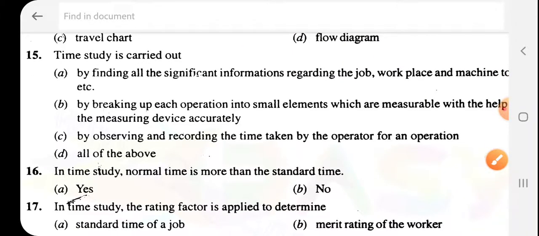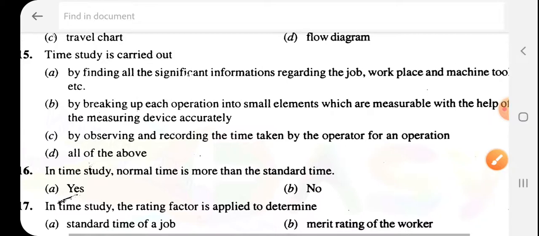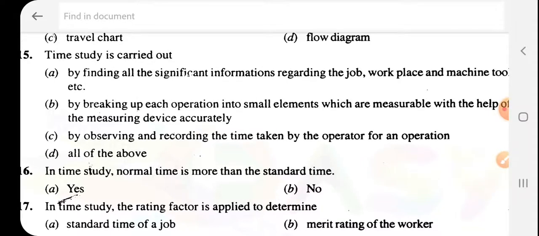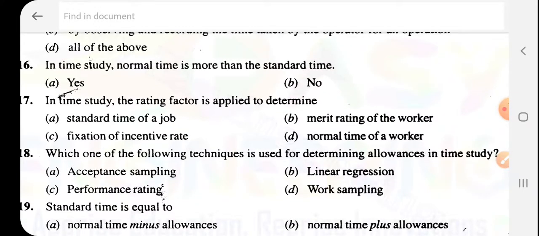Time study is carried out for all of these above. What are these? By finding all significant information regarding the job, workplace, machine, tool, etc., by breaking up each operation into small elements which are measurable with the help of the measuring device accurately, and by observing and recording the time taken by the operator for an operation. Okay, next, 16. In time study, normal time is more than standard time. So that is no.